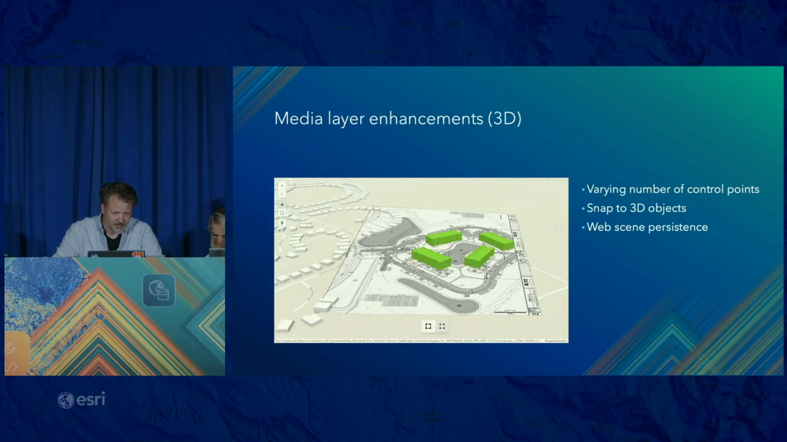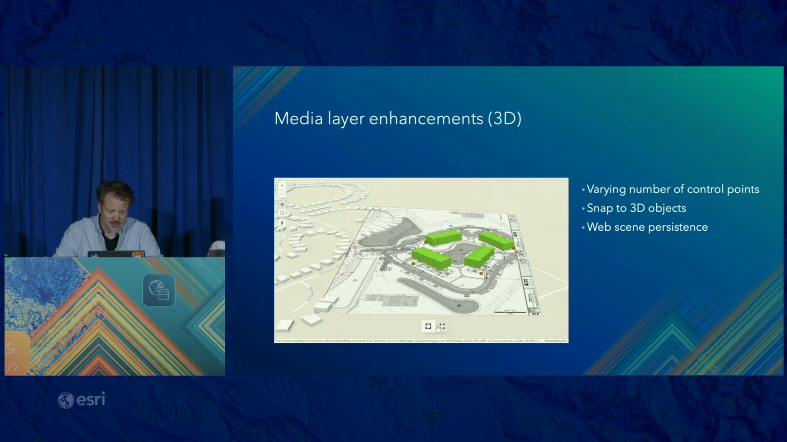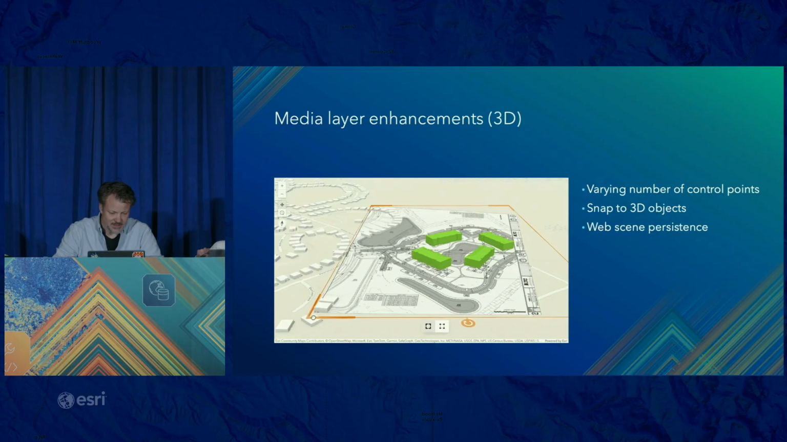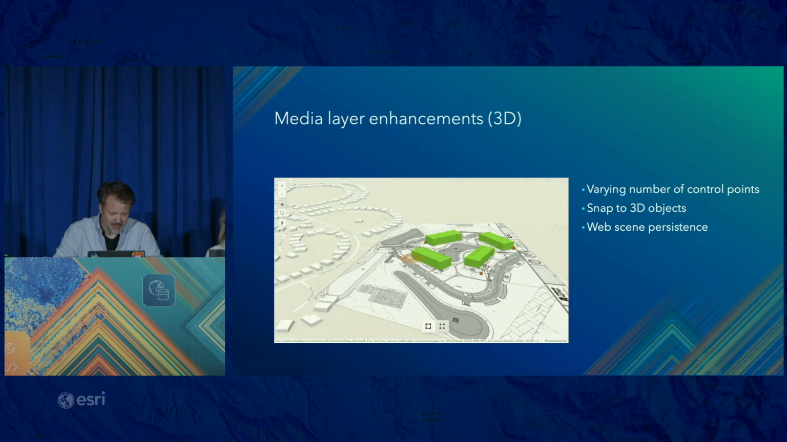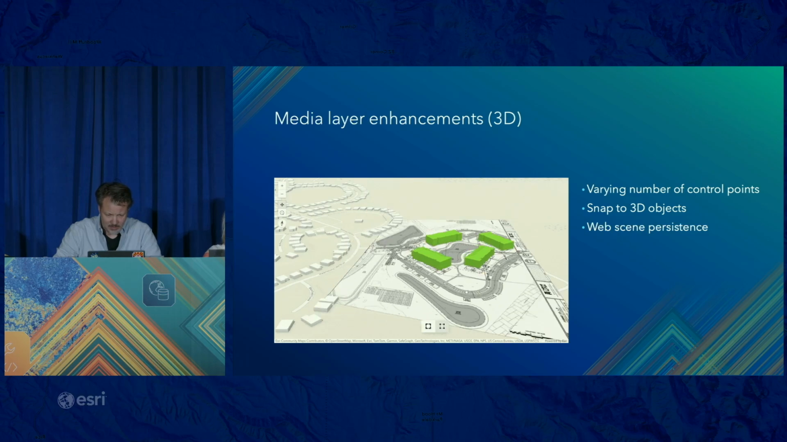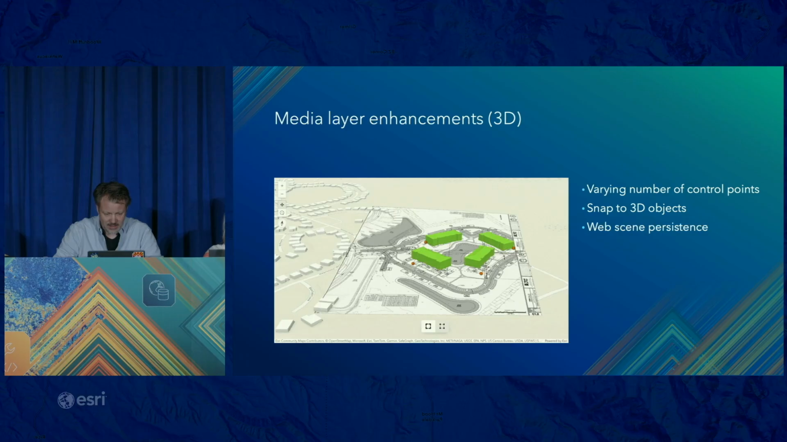Media layer, that's something that in 3D specifically is useful to bring in urban plans, drape them on the ground, and be able to draw on top of them. This is support that we added just to persist it in a 3D scene.